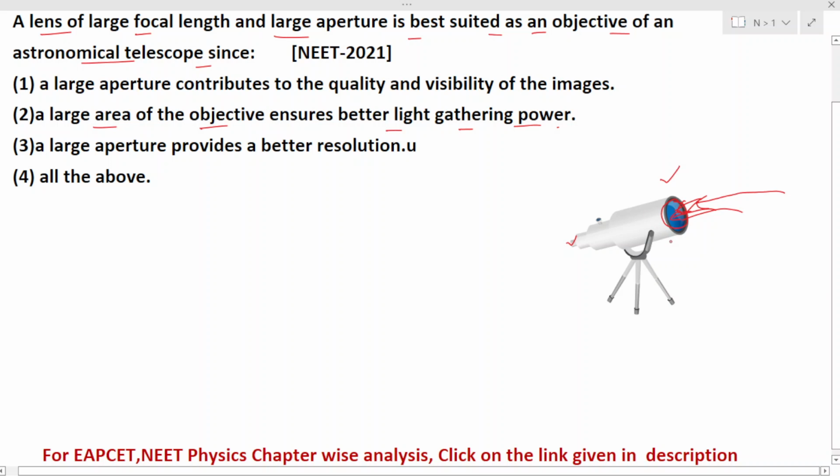more amount of light. Now, we know that the intensity of the image is proportional to the size of aperture whole square. Now what happens? If the size of the aperture is more, then the intensity of the image will be more, because of which the visibility of the image increases, the quality of the image increases, and even the resolution power of the image will also increase. So the answer for this question is all the above. Now let us move to our next question.